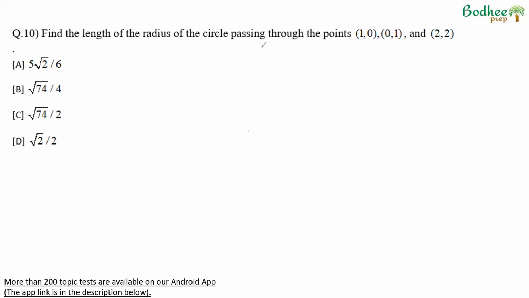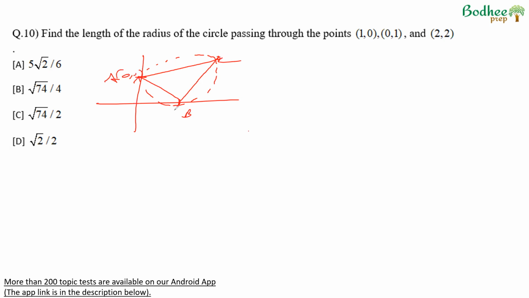The length of the radius of the circle passing through the points (1, 0), (0, 1), (2, 2). Circle passing through. So basically the circumcircle of the triangle ABC. (0, 1), (1, 0), (2, 2).